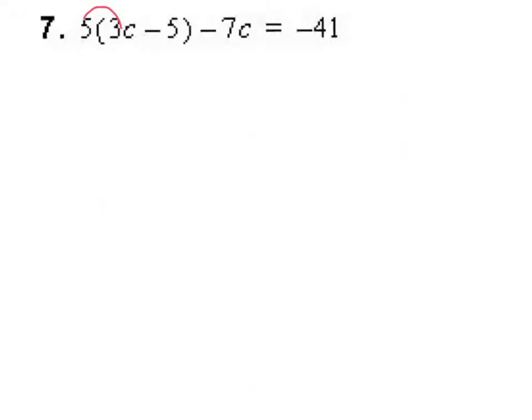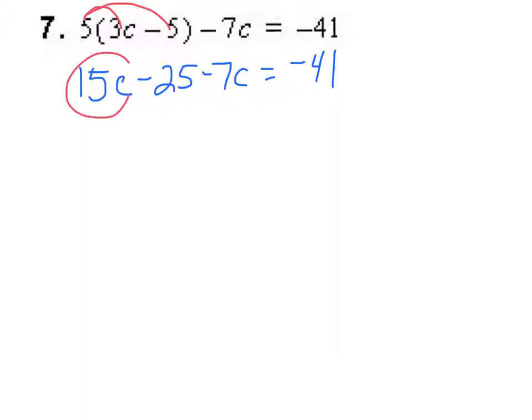This time I'm going to have to distribute the 5. So 5 times 3c is 15c. 5 times negative 5 is negative 25. I'm not distributing it to the negative 7 because it's not in the parentheses. Then my next step is to combine like terms. 15c minus 7c gives me 8c. And I'm just copying down the rest of the equation.